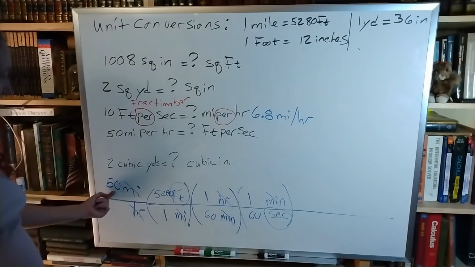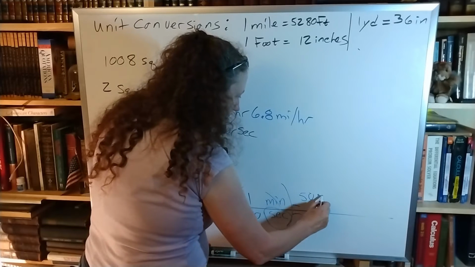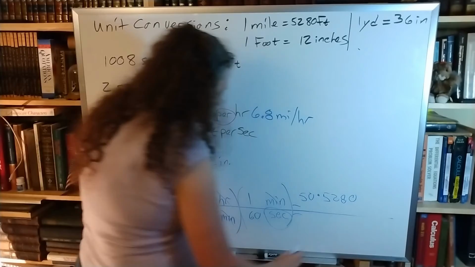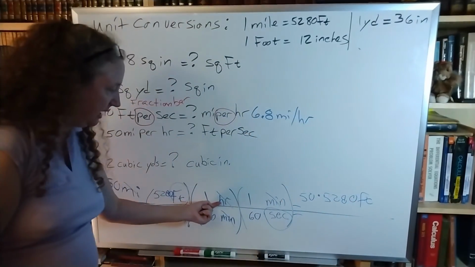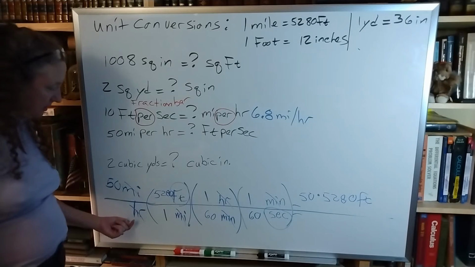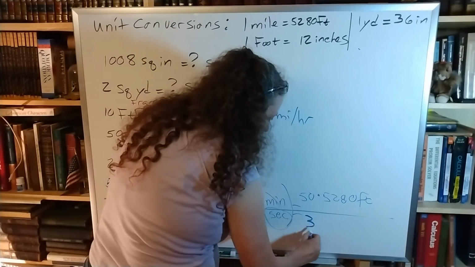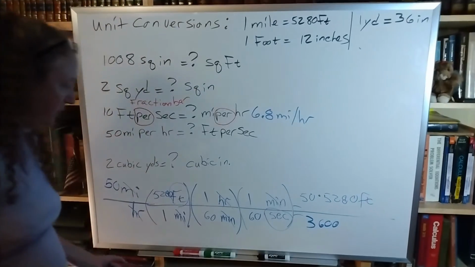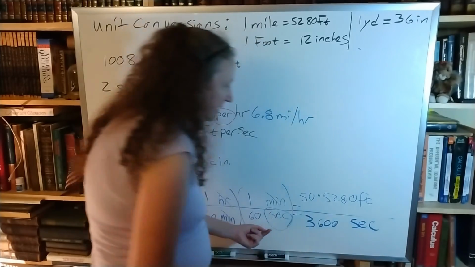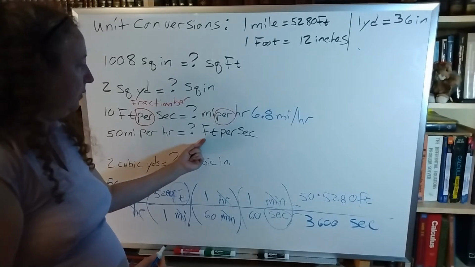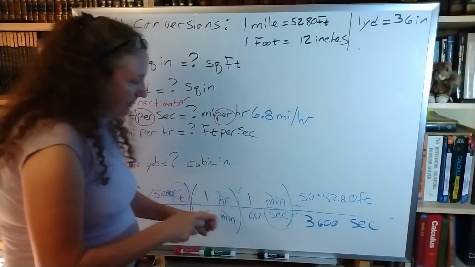Multiply the top. So I have 50 times 5280 times 1 times 1. My units canceled. Feet. On the bottom, my numbers first. I have 1 times 60 times 60. So I'm going to do that in my head. Units, canceled, canceled, canceled, seconds. Double check, make sure we have the right units at the end. I want feet per second. I have feet per second. Good. So now I need to grab my calculator and type that stuff in.